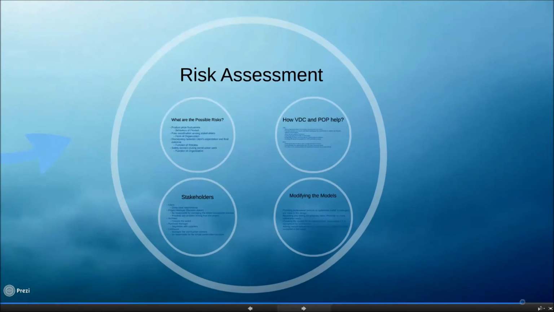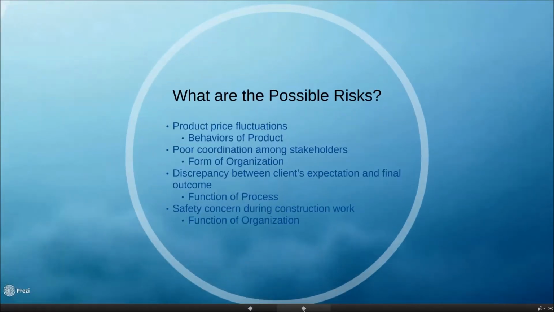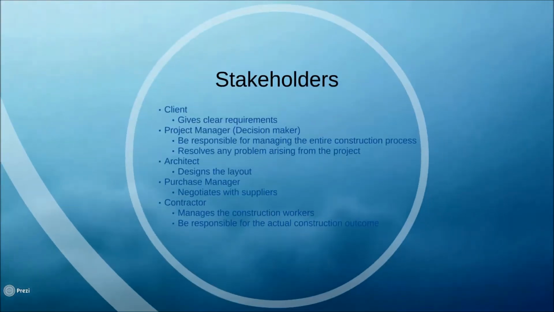Moving on to the risk part, the possible risks will be introduced here. Firstly, the behaviors of the product may induce product price fluctuations. The form of organization may cause poor coordination among stakeholders, like a duplicated organization form may incur miscommunication. Next, there may be a discrepancy between the client's expectation and the final outcome, which may be caused by the function of process. The process may not be carried out accordingly, and there is misconception on the process function.